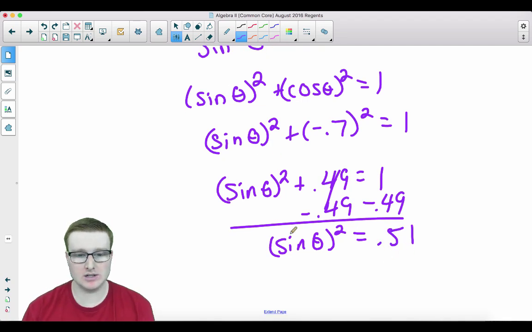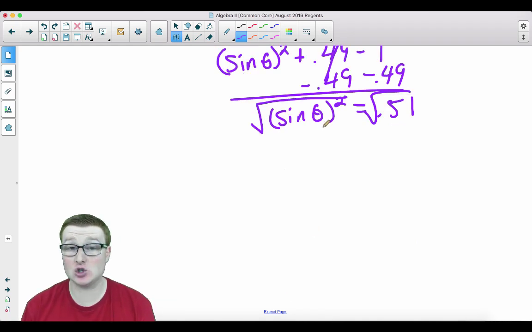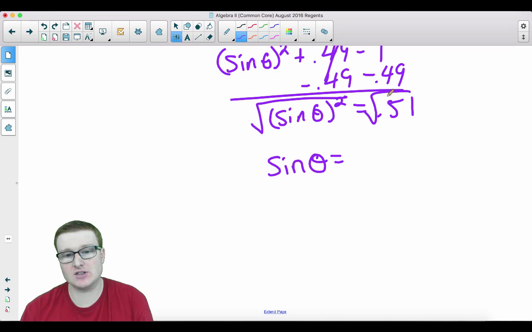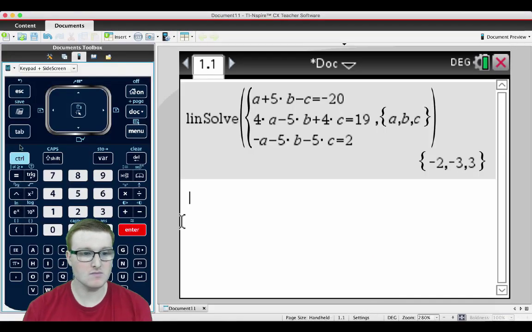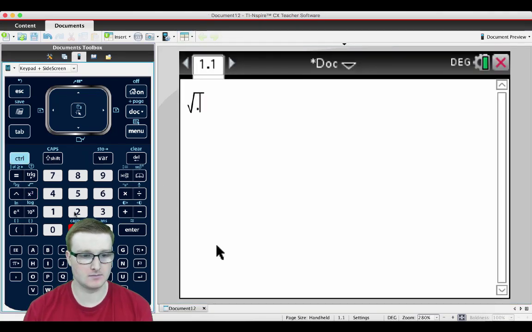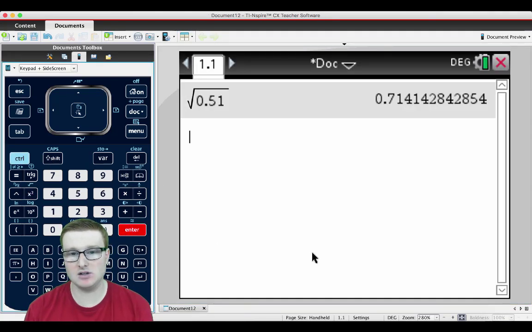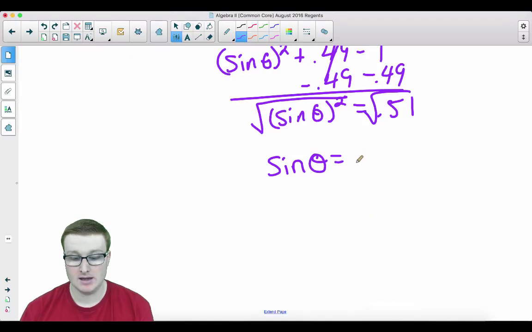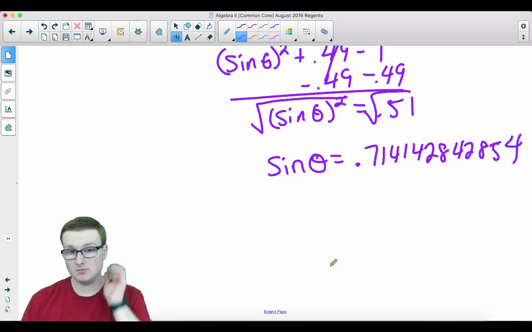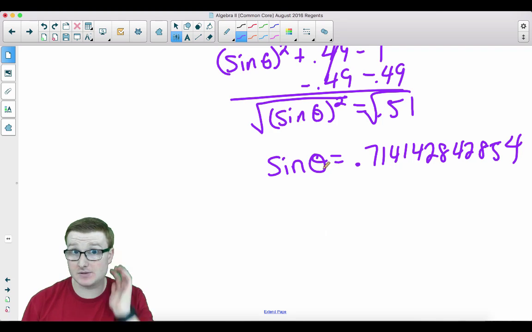So now all you do is take the square root of both sides to get rid of that sine squared, because we want sine, remember? So you get the sine of theta. Now we just need to take the square root of 0.51. The square root of 0.51 gives you 0.714. Okay, I'm going to write that whole decimal. Get ready, peoples. 0.71414284284. Okay? So now we have this, right?